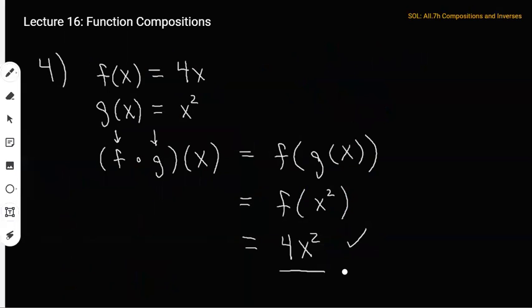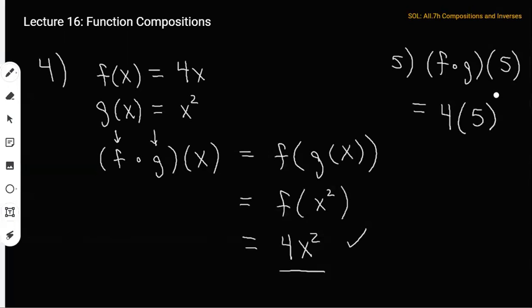All right, so let's do number 5 next. Number 5 says, take that same function that you found, that f of g, but you're going to evaluate it at a number. You're going to evaluate it at 5. So I'm going to take that 4x squared, and I'm going to replace that x with a 5 and see what happens.